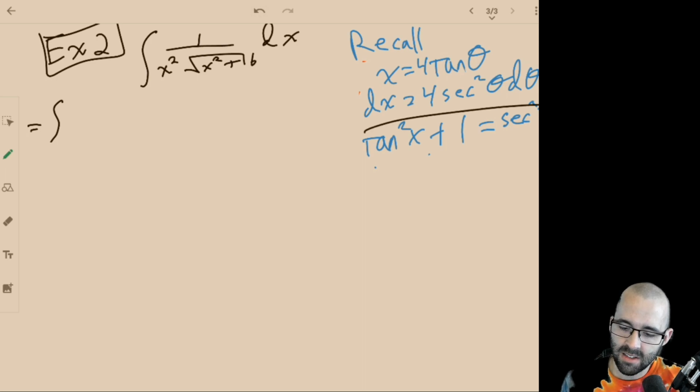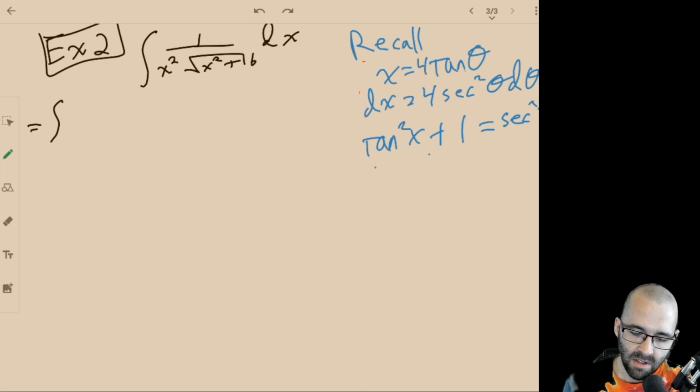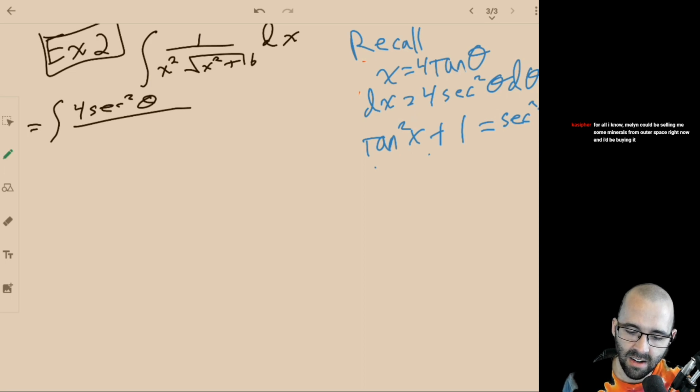dx, we said, was 4 secant squared of theta d theta. That'll be our numerator, okay? We get 4 secant squared of theta, and we'll put the d theta at the end. All right.